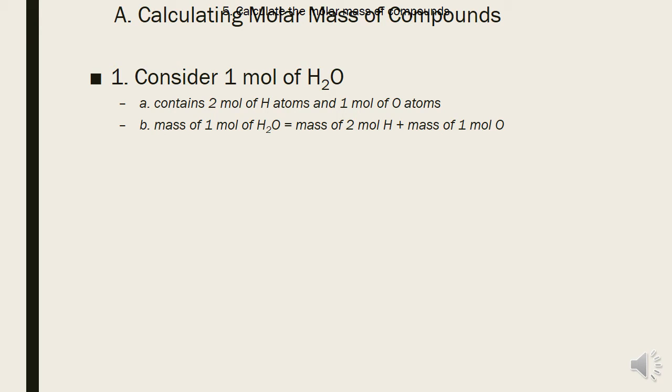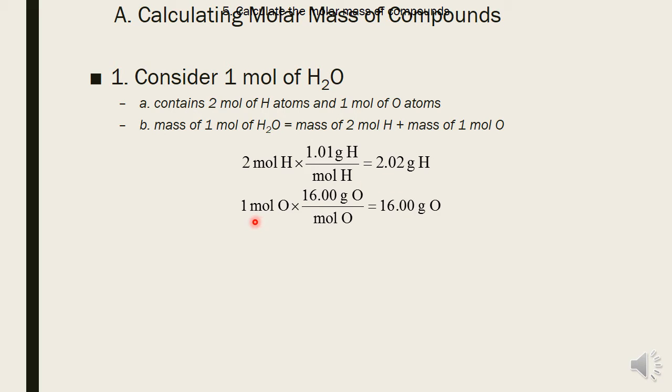So thinking about our moles to mass conversions that we learned about in the last video, 2 moles of hydrogen times the molar mass of hydrogen, which you just look up in the periodic table, 1.01 grams per mole. There would be 2.02 grams of hydrogen in every mole of water. And then 1 mole of oxygen has a mass of 16 grams, so there would be 16 grams of oxygen in 1 mole of water. So the molar mass of water is simply the sum of those two, the 2.02 grams plus the 16 grams. That gives us 18.02 grams.